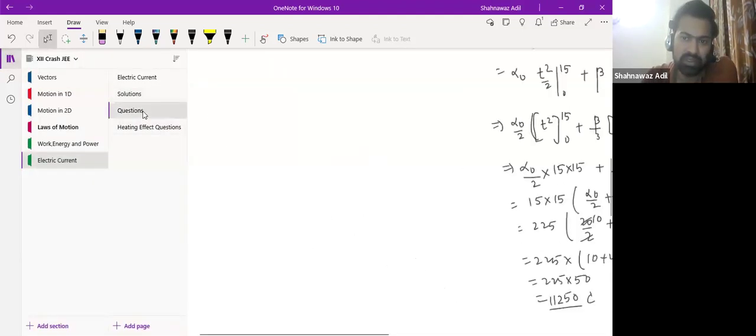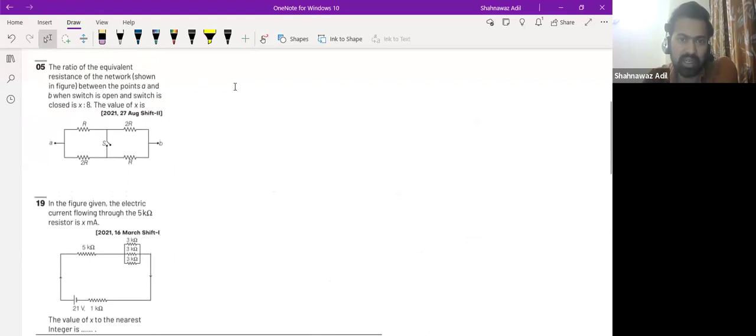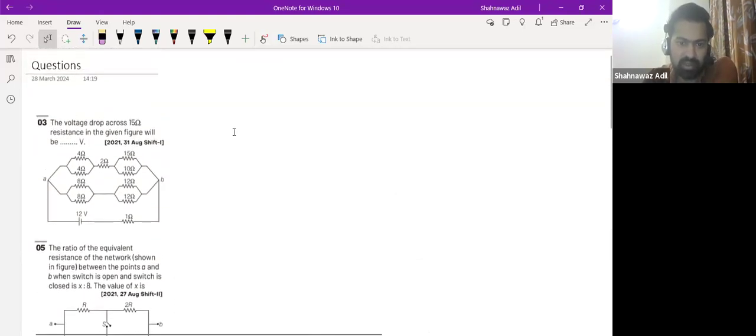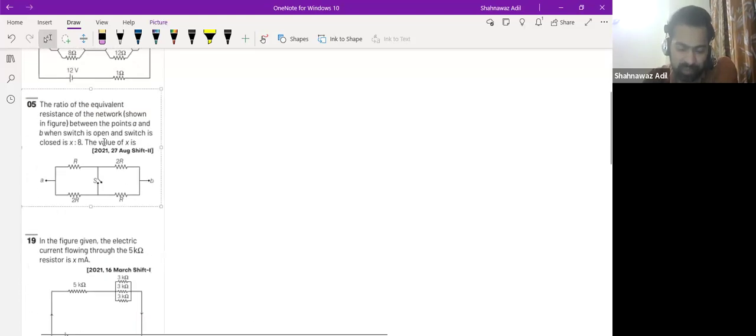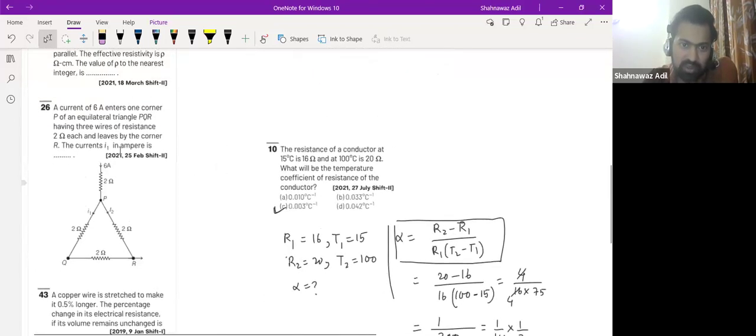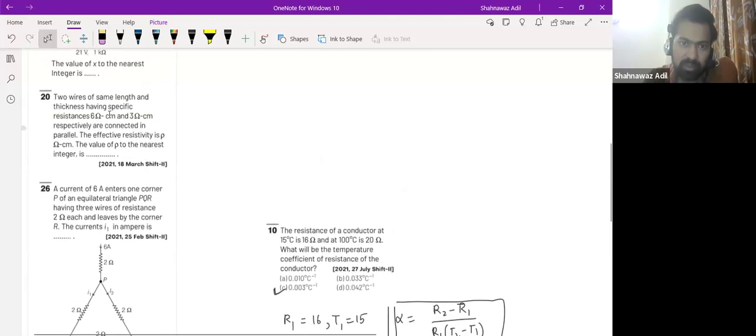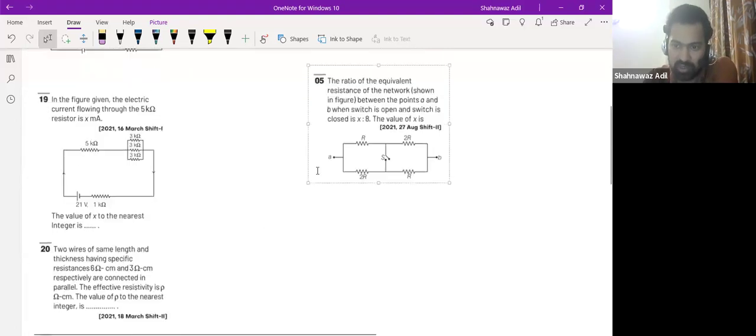Because remember, what is the goal? The goal is to solve 8 questions. We have done half of the portions and only half of the portions are remaining. If we do these parts, then we can easily do 8 questions and achieve the target that we have set. So let's do this question. We'll do 2 questions more: this one, and the one where two wires of the same shape and length and specific resistance are connected in parallel. Then we'll move on to the next topic.